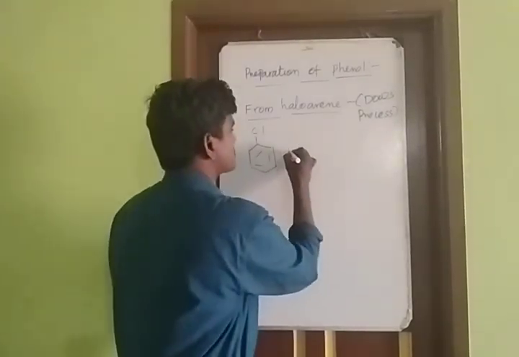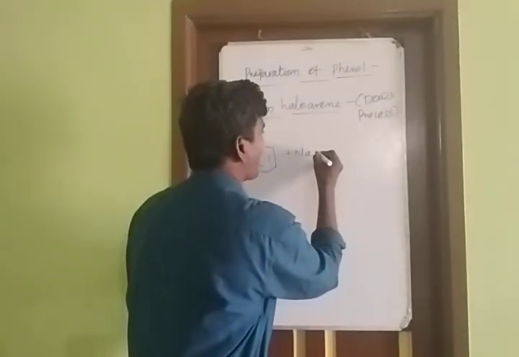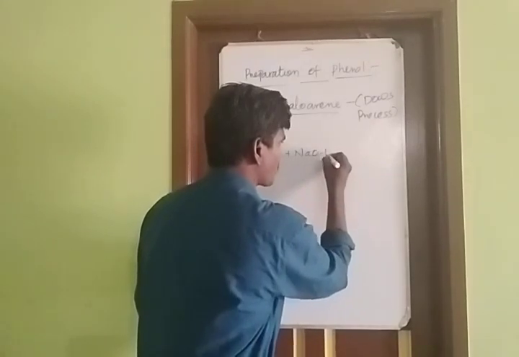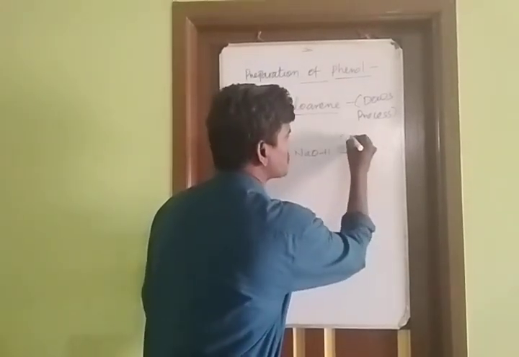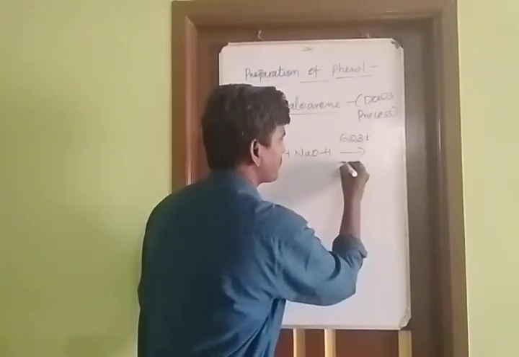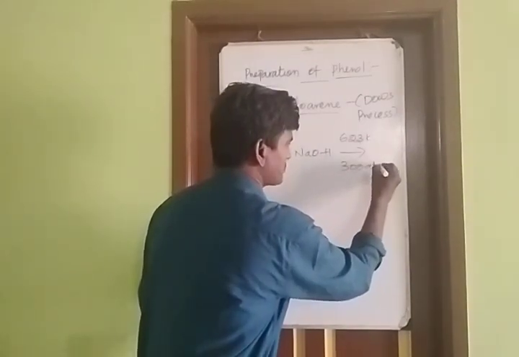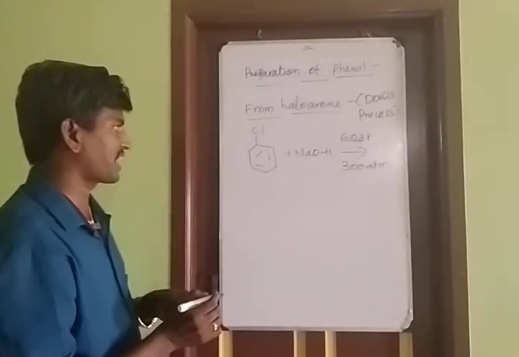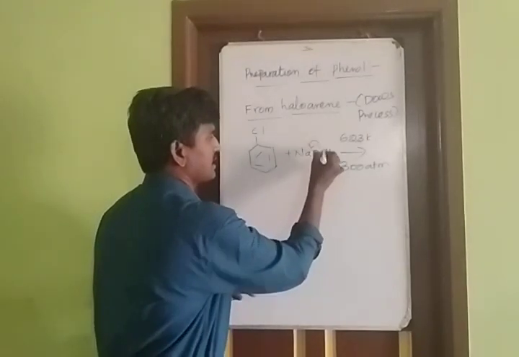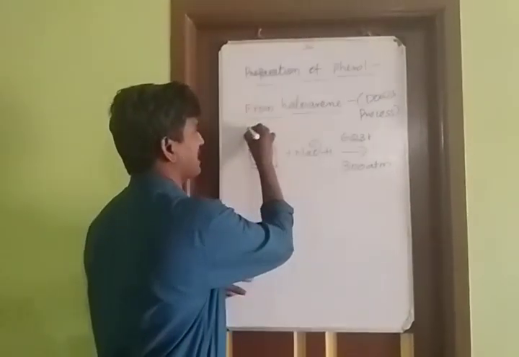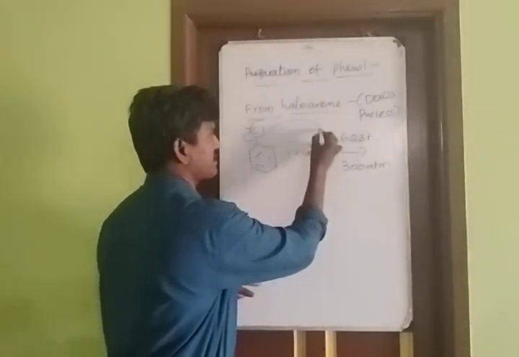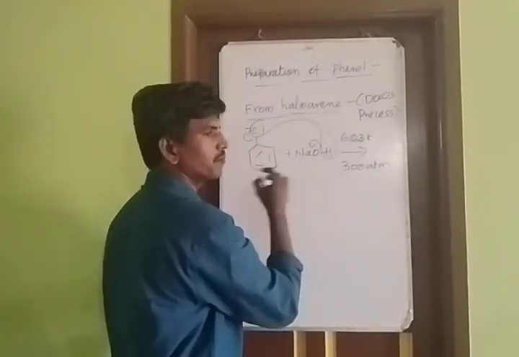Chlorobenzene reacts with sodium hydroxide. Its condition is 623 Kelvin and 300 atmospheric pressure. This is a nucleophilic substitution reaction. Here H plus, here Cl minus. The Cl minus combines with H plus.